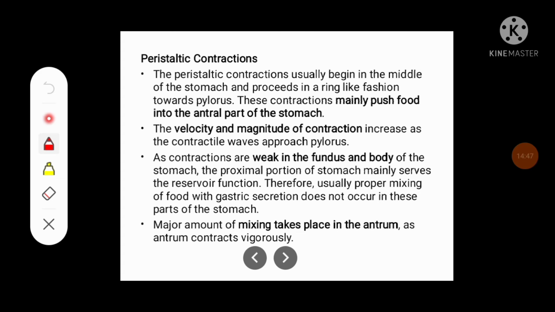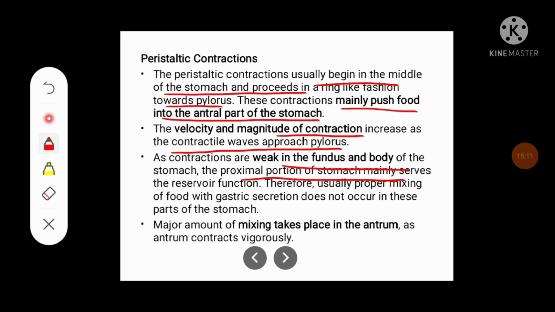Peristaltic contraction. The peristaltic contraction usually begins in the middle of the stomach and proceeds in a ring-like fashion towards the pylorus. These contractions mainly push food into the antral part of the stomach. Velocity and magnitude of contraction increase as the contractile waves approach the pylorus. As the contractions are weak in the fundus and the body of the stomach, the proximal portion of the stomach mainly serves a reservoir function. Therefore, proper mixing of food with gastric secretion usually does not occur in these parts of the stomach. Major mixing takes place in the antrum as the antrum contracts vigorously.